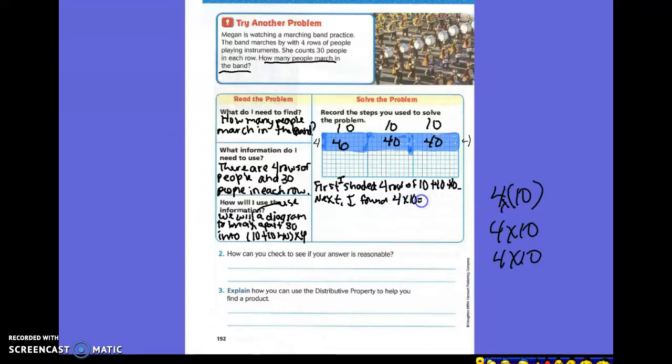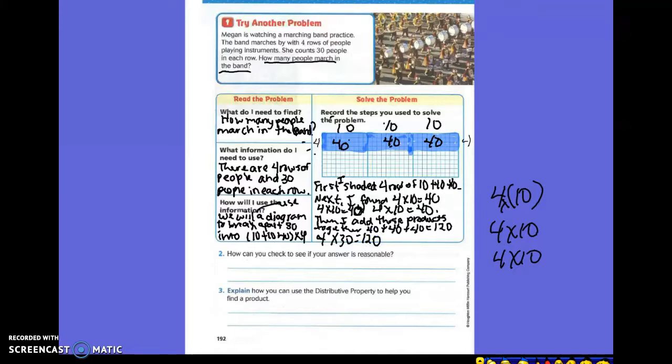I found 4 times 10 equals 40. And then 4 times 10 equals 40 again. And 4 times 10 equals 40 again. We have to do it 3 times, right? Next, I add those products together, which is 40 plus 40 plus 40. What does that equal? 120.